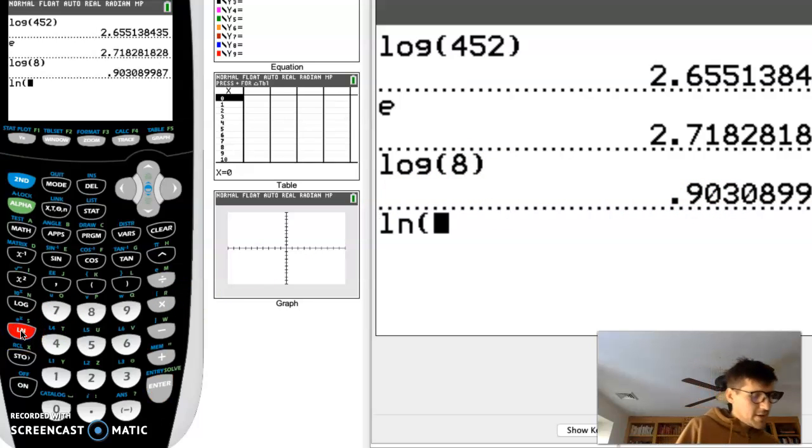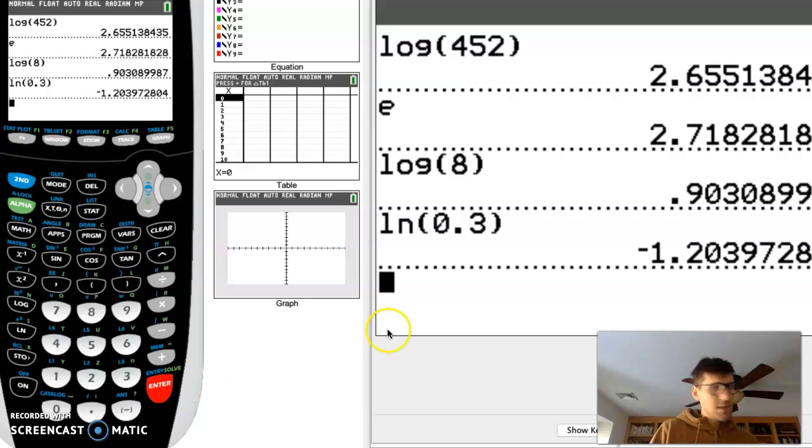What if I wanted to find the natural log of 0.3? What power of e gives you 0.3? Well, that would be the negative 1.203972804 power. Okay, and these are approximate because these are likely irrational, perhaps going on forever.